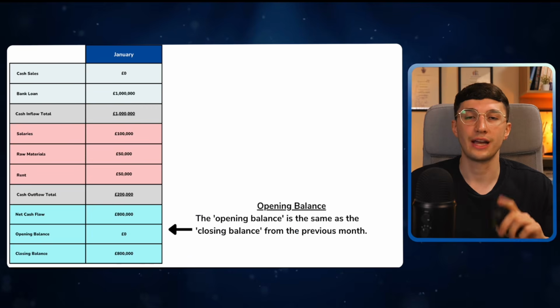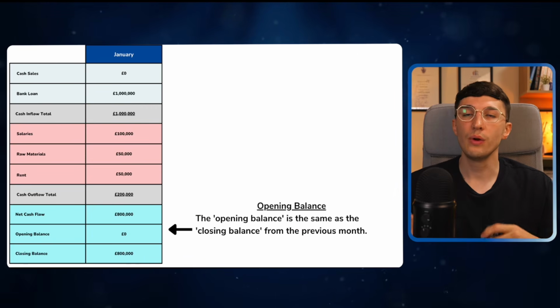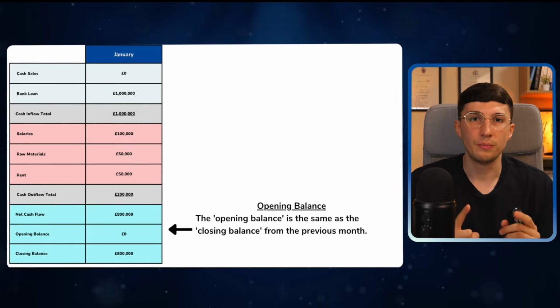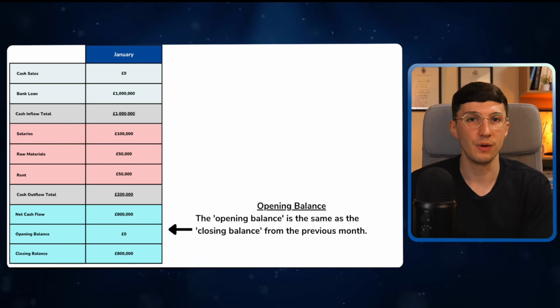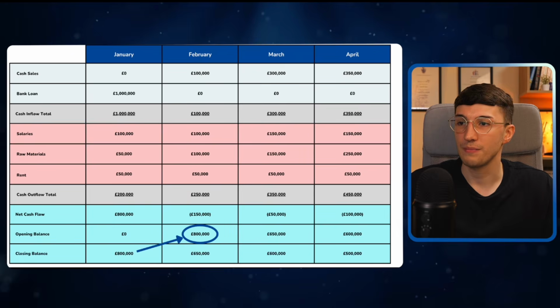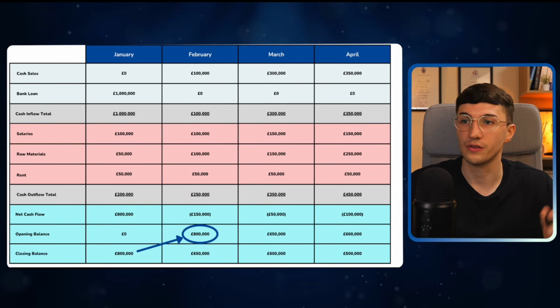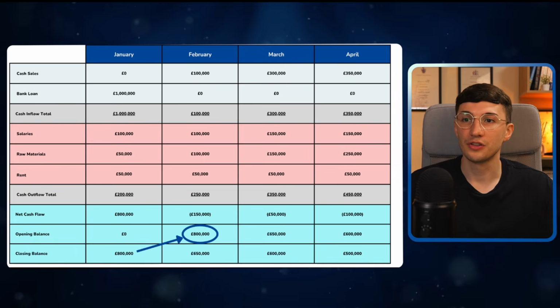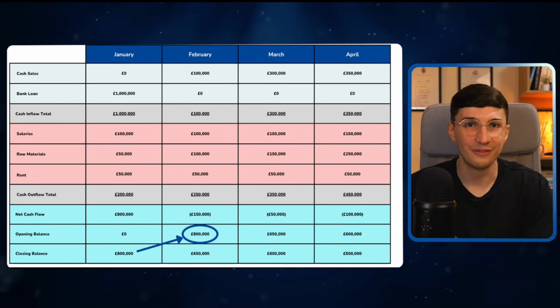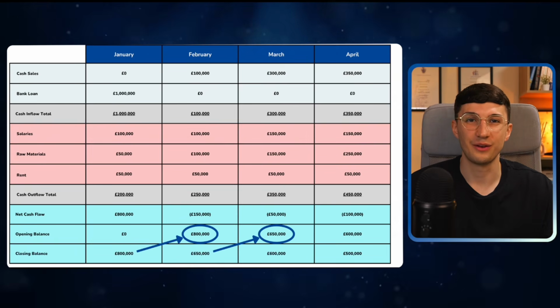Then we want to calculate the opening balance. Well, with the opening balance, all it's going to be is the exact same value as the closing balance of the previous month. So to do the opening balance for February, I just look at the closing balance for January, which would be £800,000. To look at the opening balance in March, I just need to look at the closing balance in February, which would be £650,000.